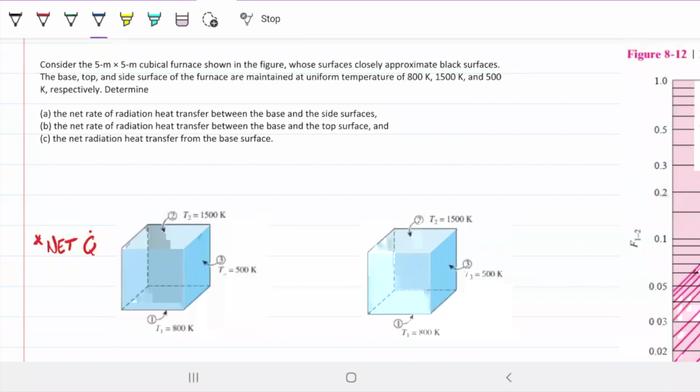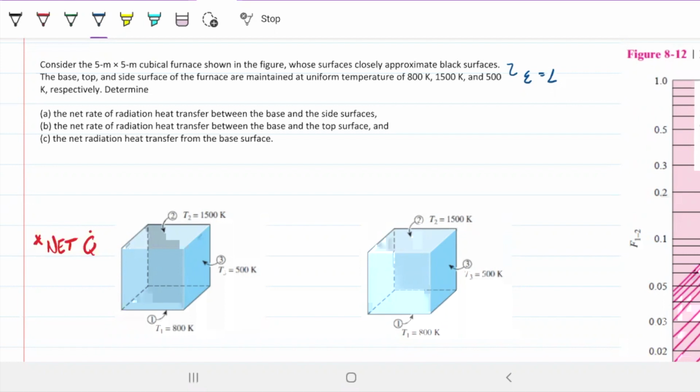Consider a 5x5 cubical furnace shown in the figure whose surfaces closely approximate black surfaces. So you don't need to worry about how much you're going to be emitting or receiving. The base, top, and side of the furnace are maintained at uniform temperatures of 800, 1500, and 500 respectively. So we have 800, 500, and 1500 as per the image.